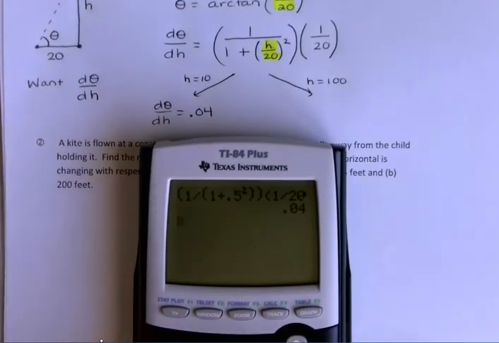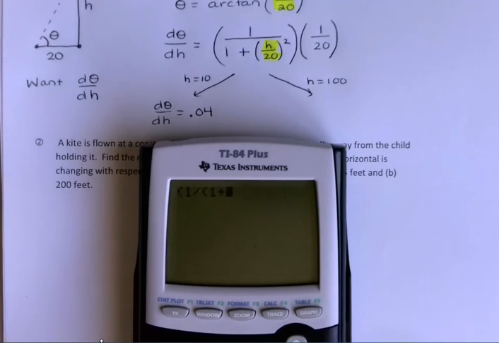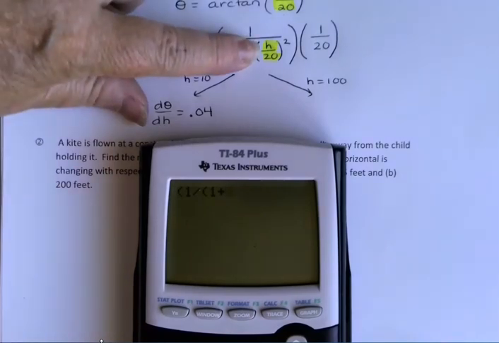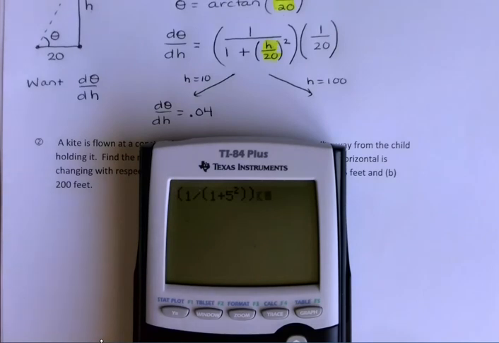And let's see, what about the other one? Again, I have my fraction 1 over 1 plus 100 divided by 20 would be 5, so 5 squared. Take that whole thing times the fraction 1/20th, and I have about 0.002, let's call that.